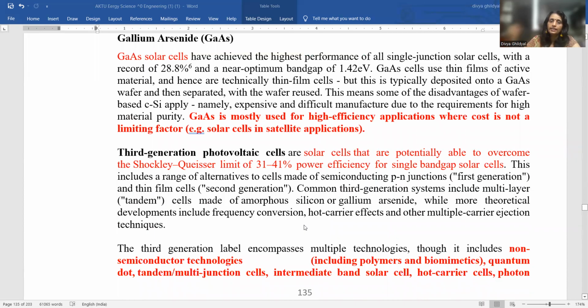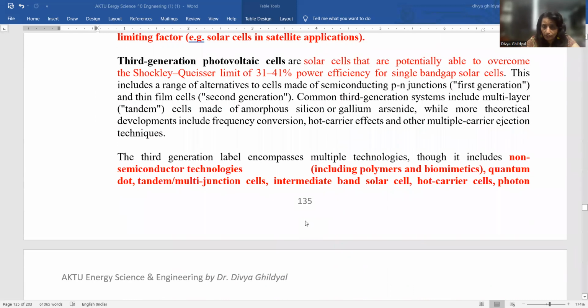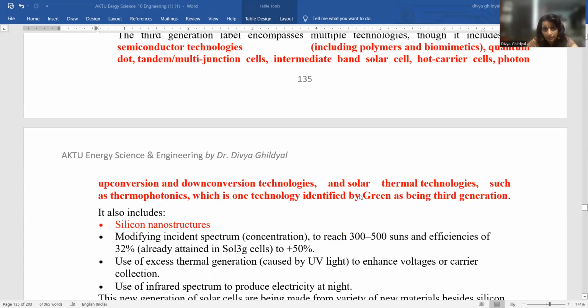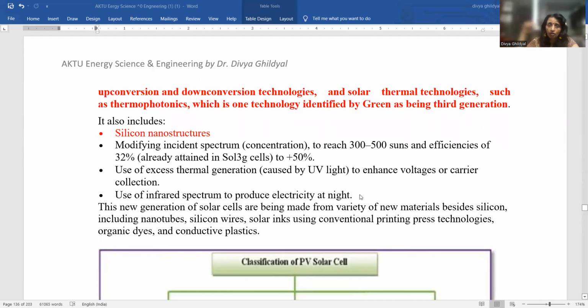Third generation, you can say that they are going more in for research work. That means new research is going on for the third generation solar cells. But in general, you can mention that they use multiple technologies like polymers, quantum dots, multi-junction cells, intermediate band solar cells, hot carrier cells, etc. And they are combining the new generation of research work.